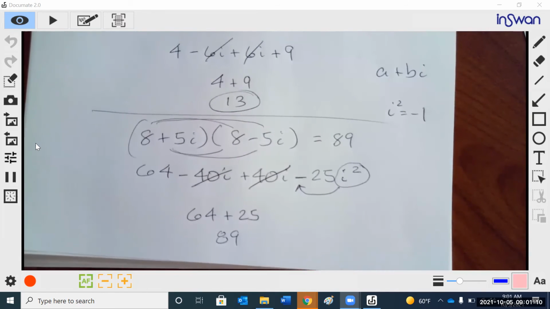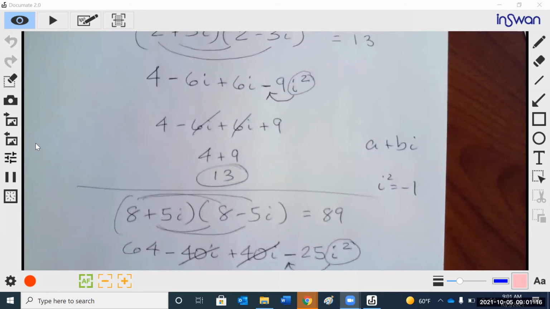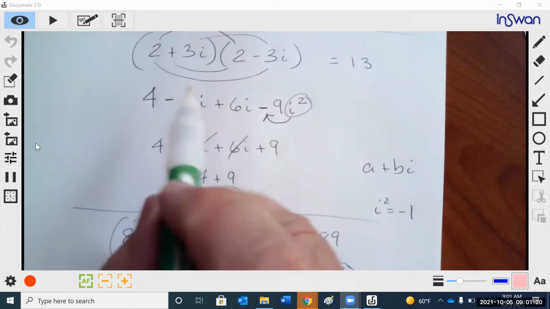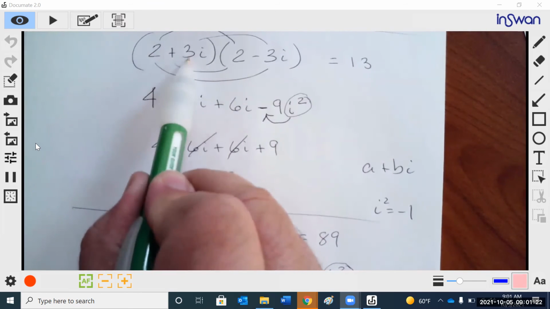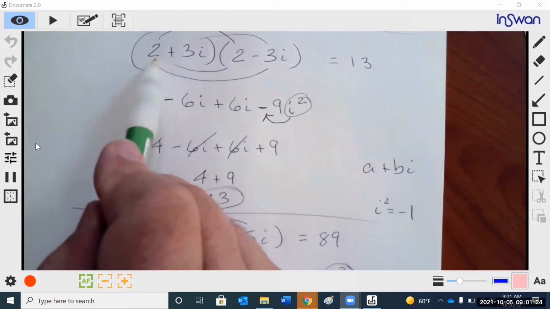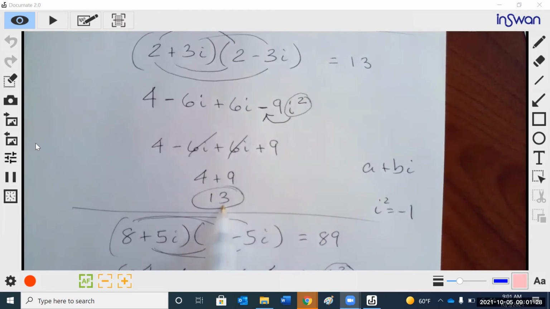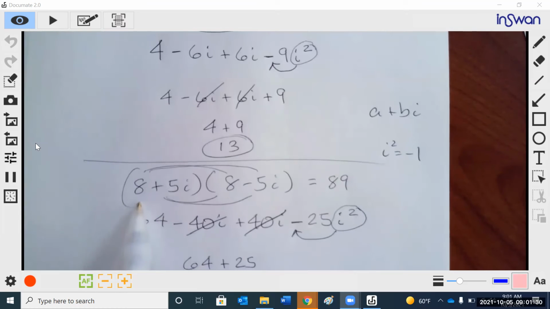All right, does anybody see the shortcut here? What I just did? Yep. Just forget the i's. Square both of those numbers, add them together. 2 squared is 4, 3 squared is 9, 9 plus 4 is 13. 8 squared is 64. 5 squared is 25. Is 89. But that only works in one type of equation.